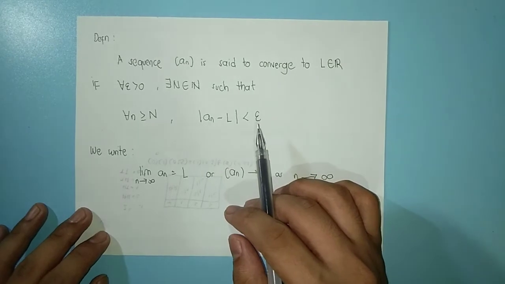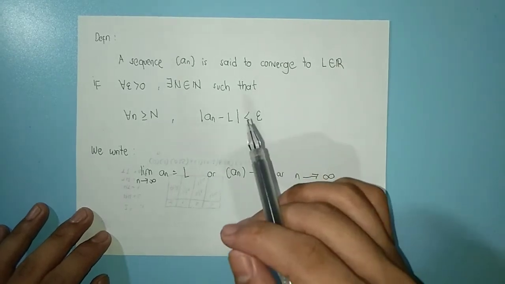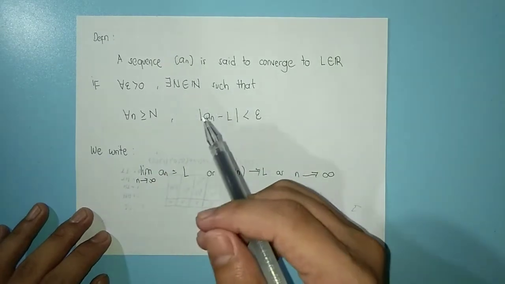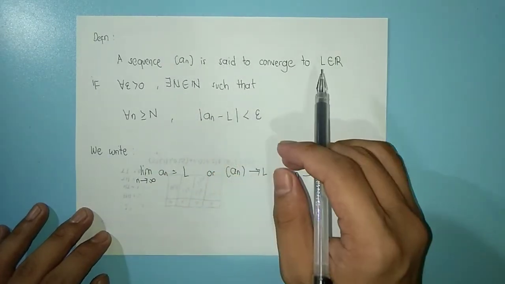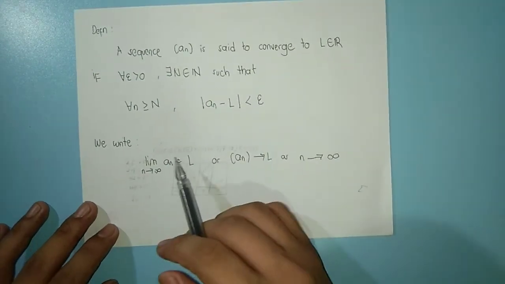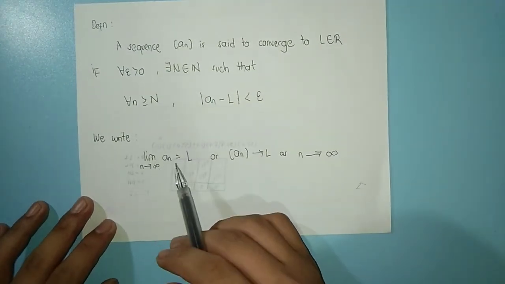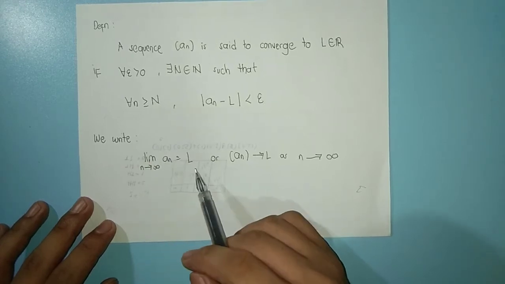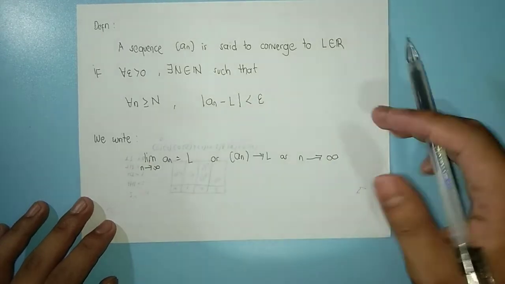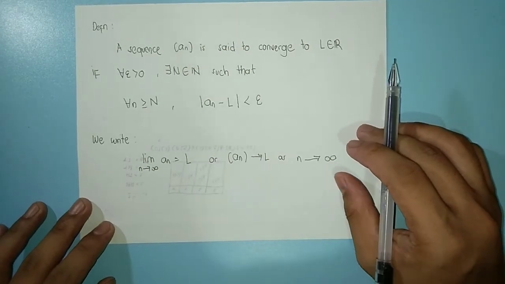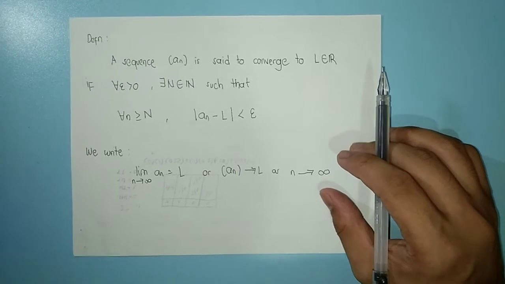Okay? So when that happens, we can say that this sequence is convergent and is said to converge to L. Or in other terms, we can say that the limit of A sub n as n approaches infinity is equal to L. So, we have two definitions here: the definition of a convergent sequence and the definition of the limit of a sequence. Okay?